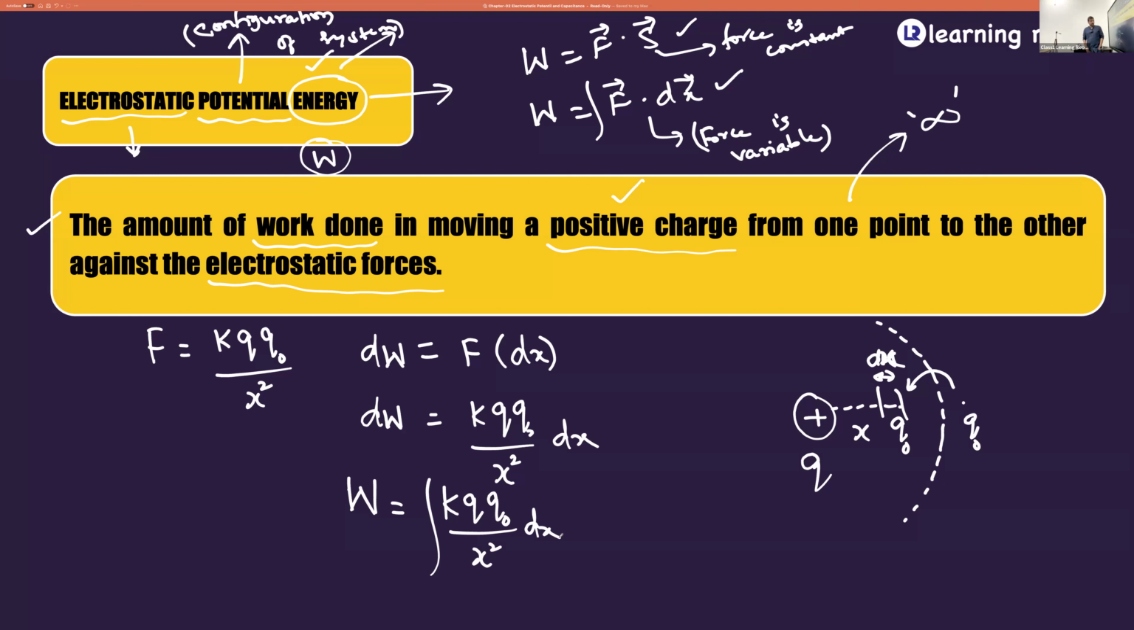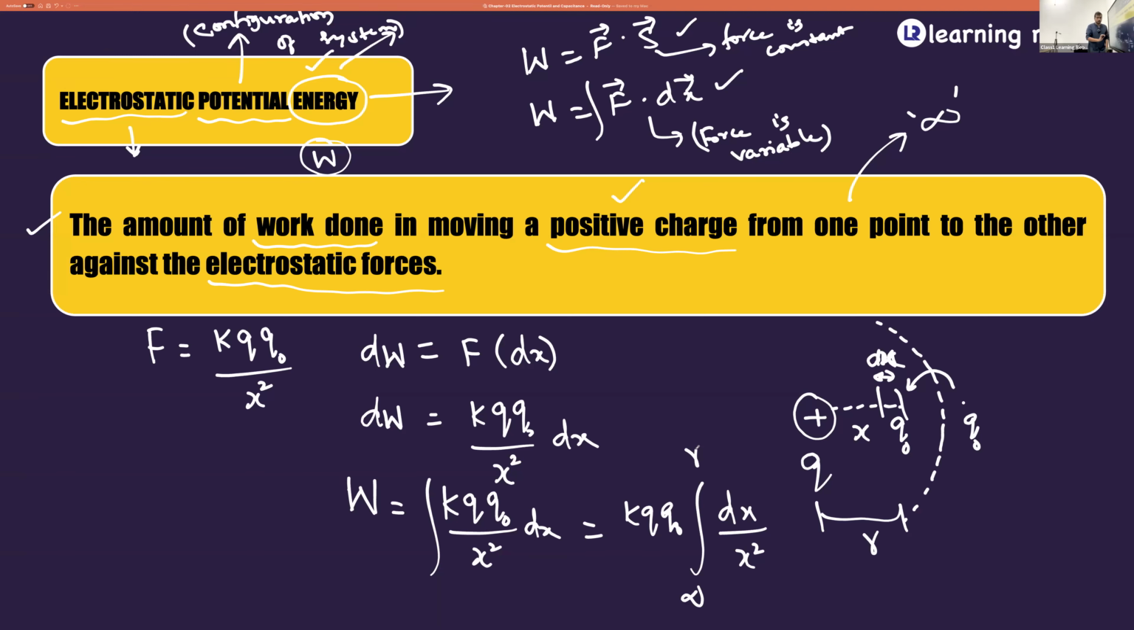Clear with this? So q naught will come out of the integral. So integral of dx divided by x square. Where did you move the particle from? Let's say you move the particle from infinity to some distance r. Initial distance will be taken to be infinity and the final distance will be taken to be r. So what is going to be the value of work done?